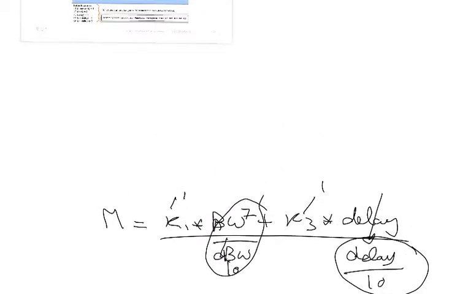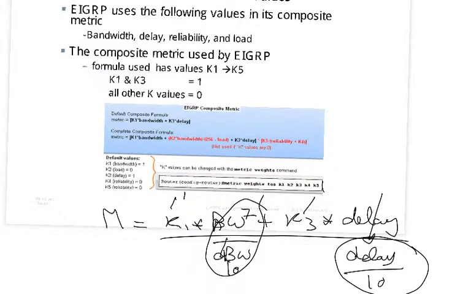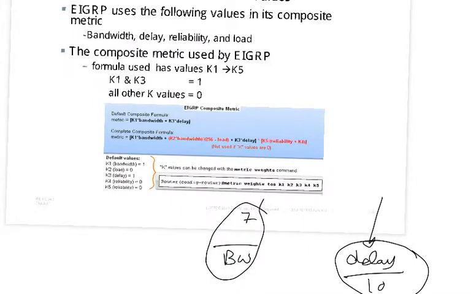So going back, K1 and K3 are 1 and all others are 0, which means that the metric is simply K1 times bandwidth plus K3 times the delay, and the load and reliability are calculated like this. There are two weights for reliability: the reliability uses both K4 and K5, and the load uses weight K2. Okay, this is the non-default mode.